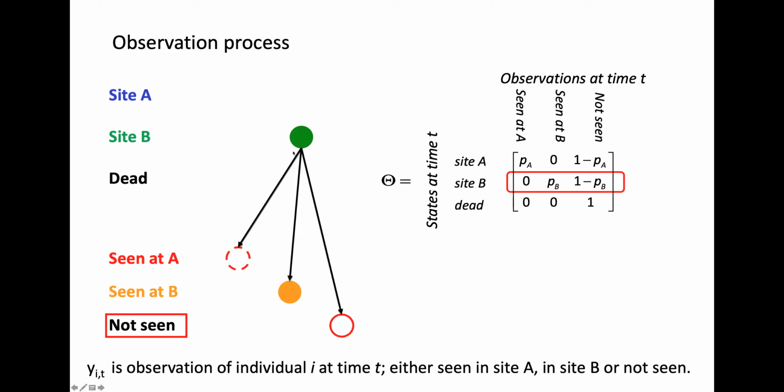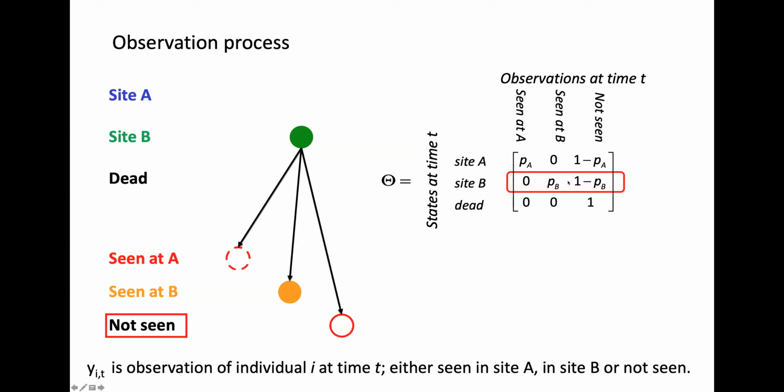So in our example, we are alive at time T inside B. So this is the second row of this matrix here. And so we get the observation at time T, the same time as the state. It's not conditional on the previous occasion. You get the observation at the same time you get the state of your individual.